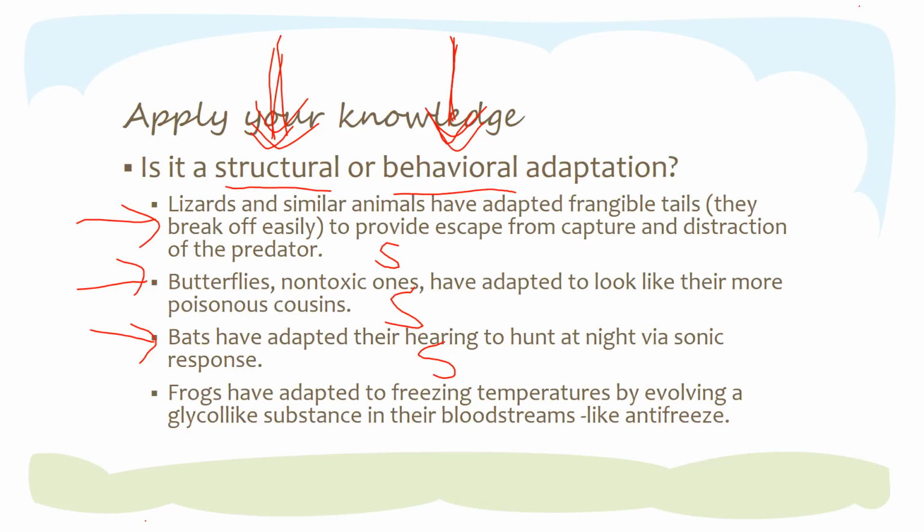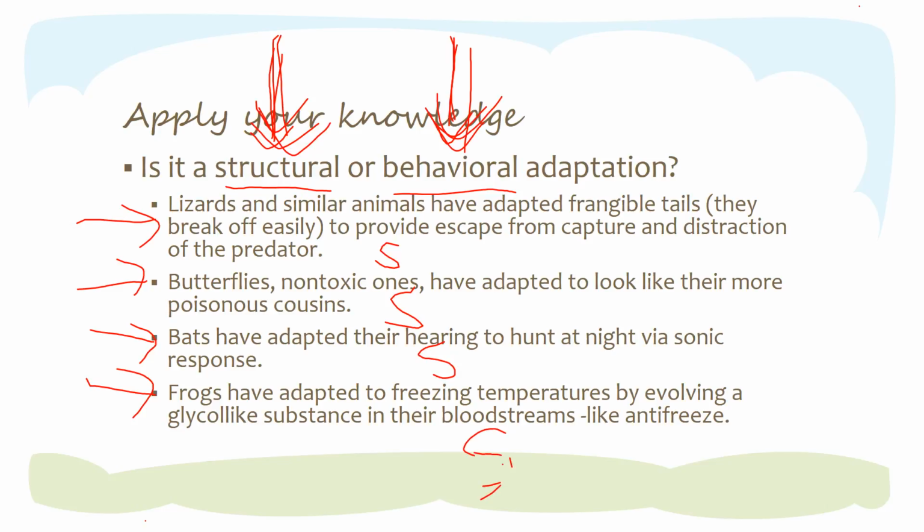The last one we're going to do during our preview is frogs have adapted to freezing temperatures by evolving a glycol-like substance in their bloodstreams, like antifreeze. Is this something that happens to their body or something that they do in order to adapt and survive in their environment? Pause the video if you need to. This one is structural too.